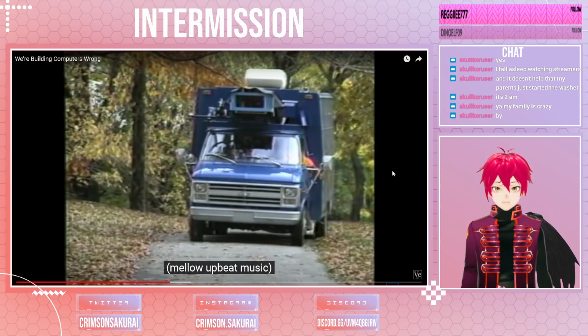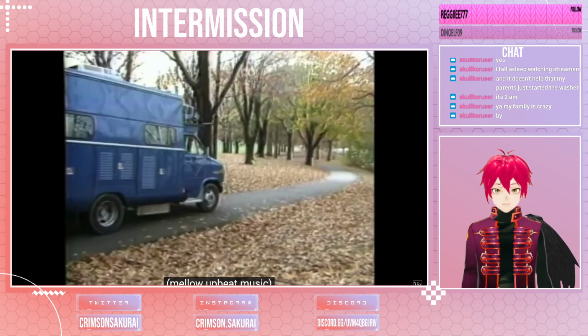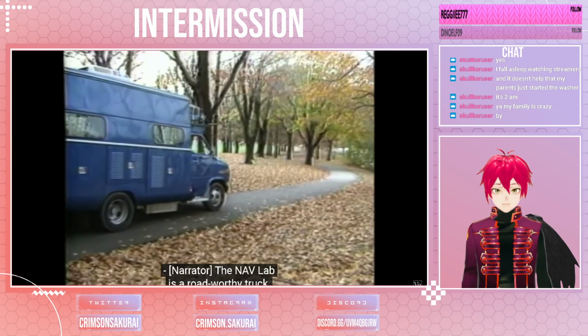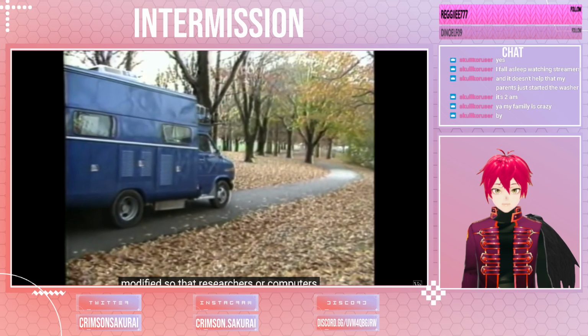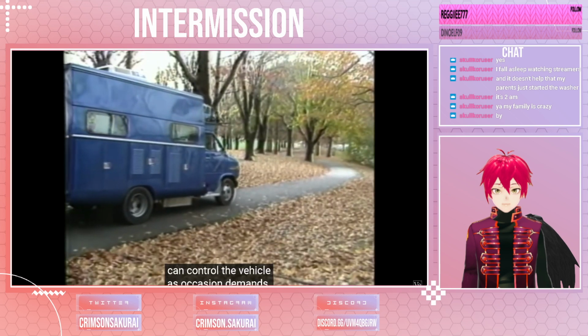Birthday. Oh, so bad. The NavLab is a roadworthy truck, modified so that researchers or computers can control the vehicle as occasion demands.